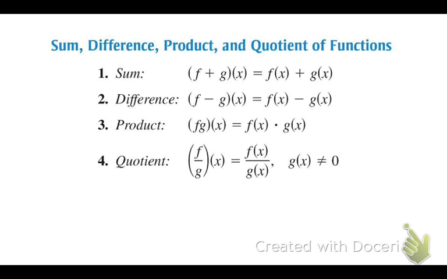Anyway, okay. So add, subtract, product, quotient. We can write it as f plus g of x, or we can write it f of x plus g of x. Either way. Subtraction, we can put it together or we can put it apart. Product, together or apart. Quotient, together or apart. And why can't g equal 0? Because you can't divide by 0. That's all that ever is, guys.